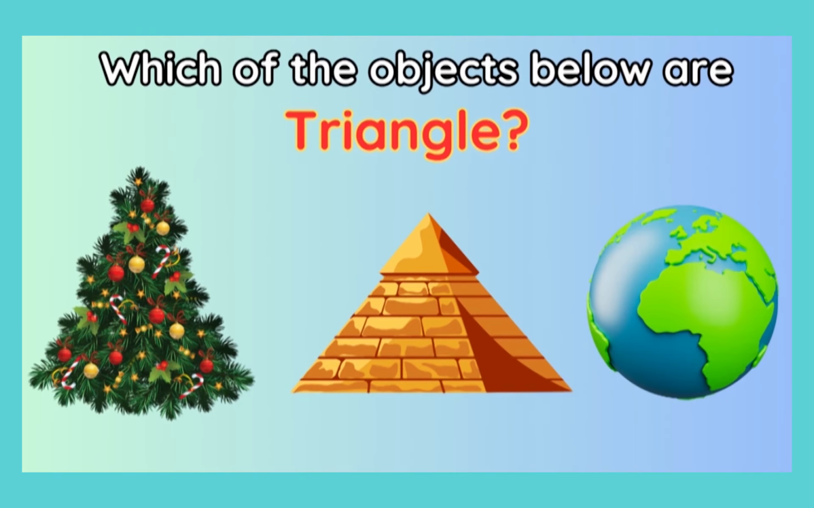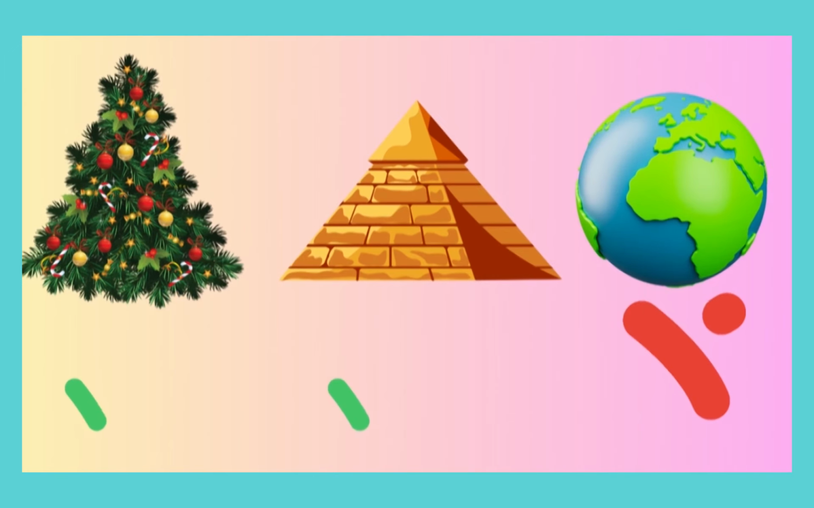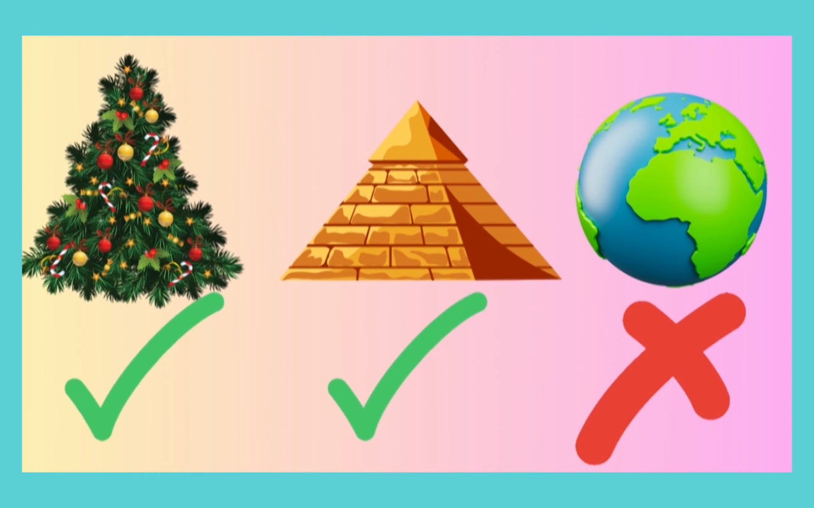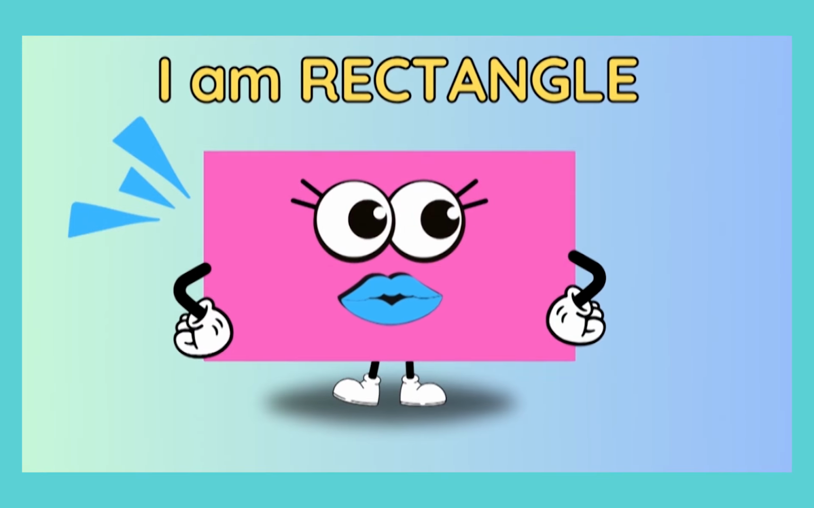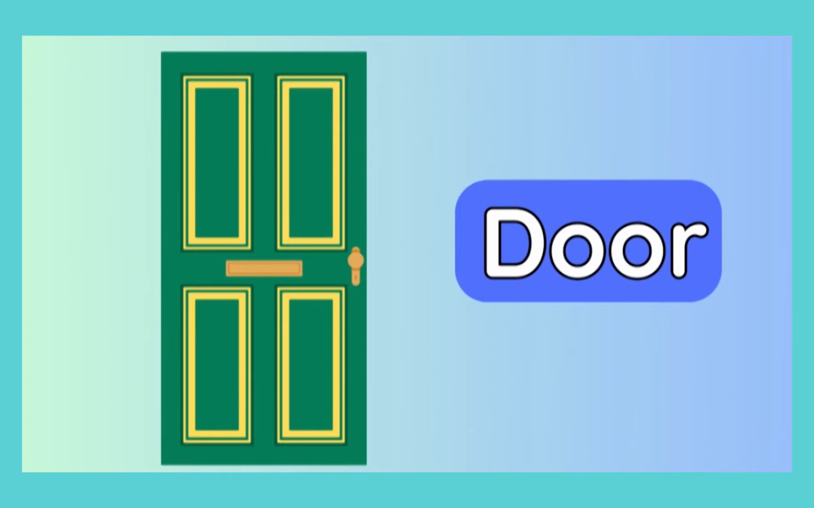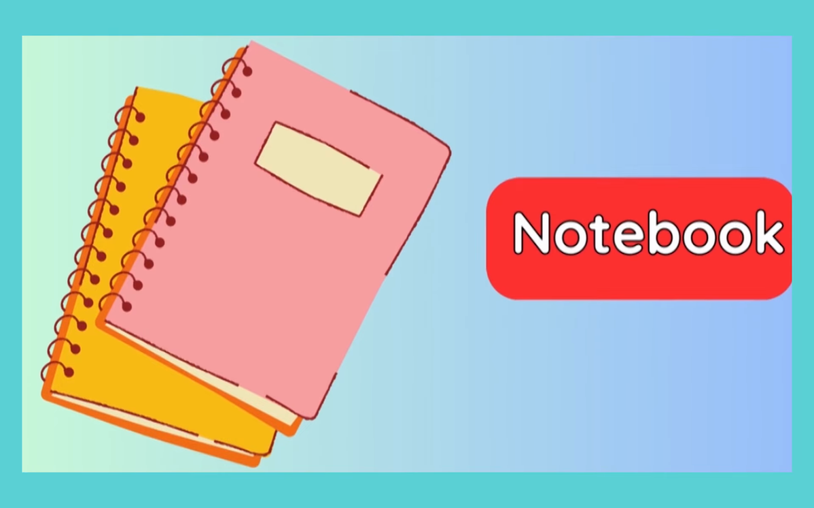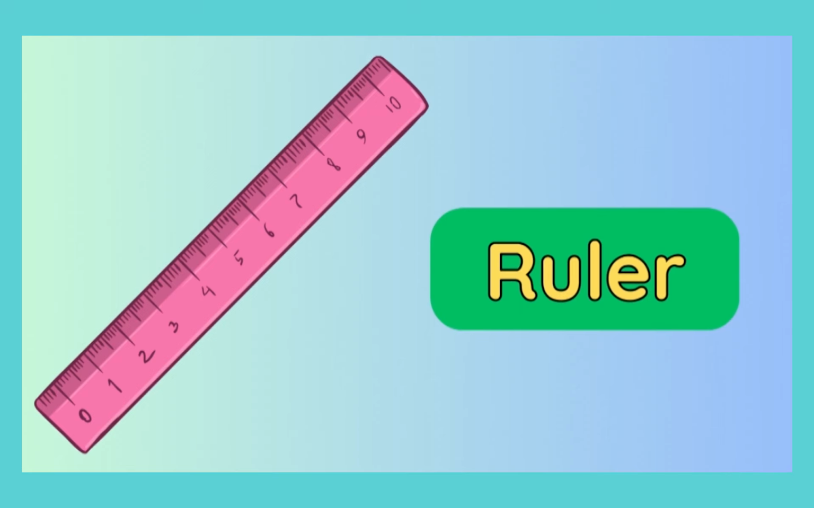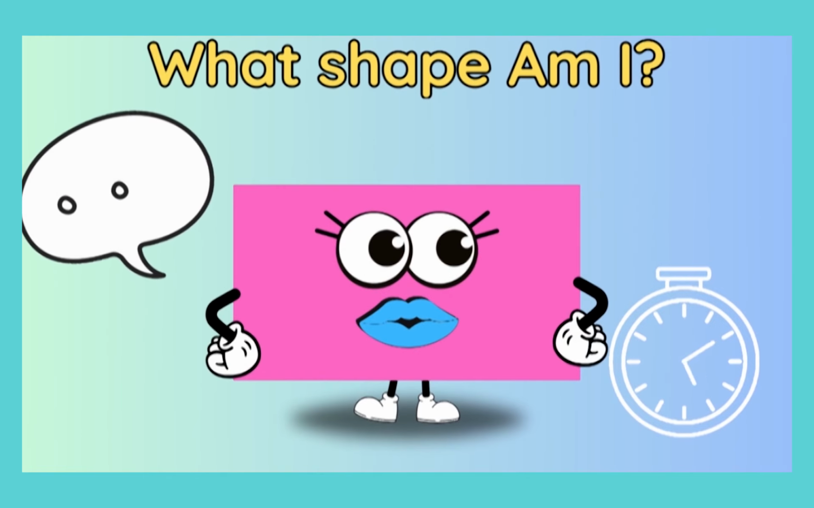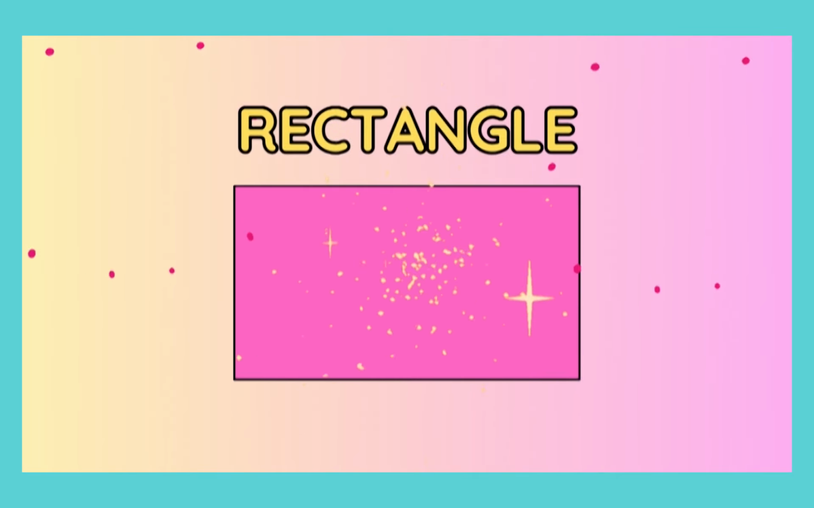Which of the objects below are triangle? Christmas tree and pyramid are the correct answers. I am rectangle. I have two longer sides and two shorter sides. Door is a rectangle. Notebook is a rectangle. Ruler is a rectangle. What shape am I? Rectangle, correct.